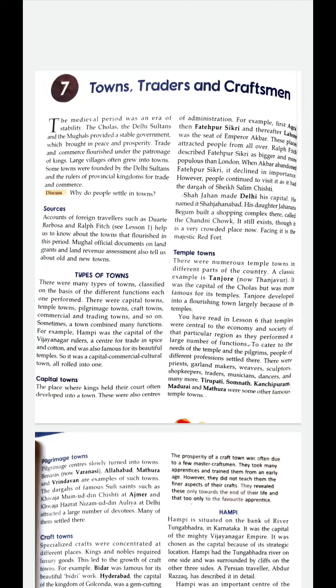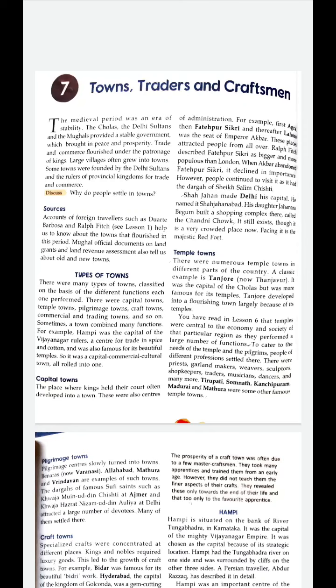Now, Shah Jahan made Delhi his capital. As we all know, we have discussed this, right? He named it Shahjahanabad. And his daughter, Jahanara Begum, built a shopping complex there that is called Chandni Chowk. I know that all those people who have visited Chandni Chowk, there is a history behind it. So, it was built by whom? By the daughter of Shah Jahan, that was Jahanara Begum.